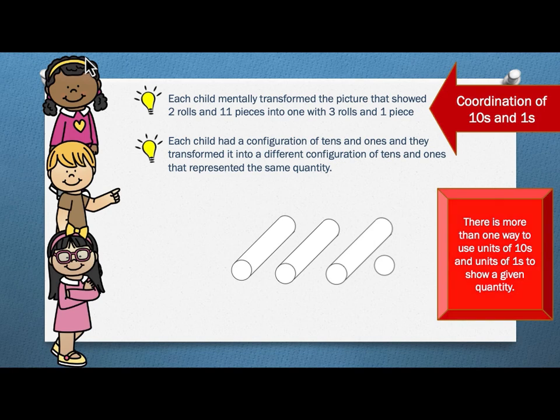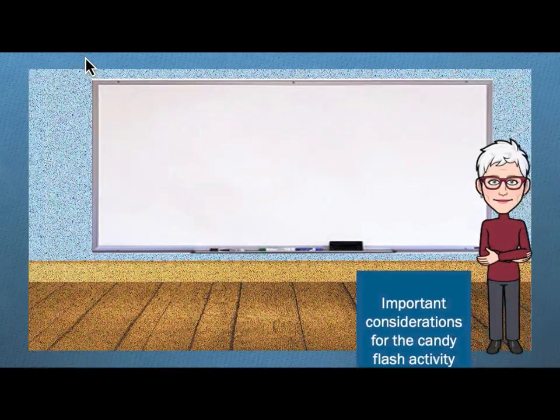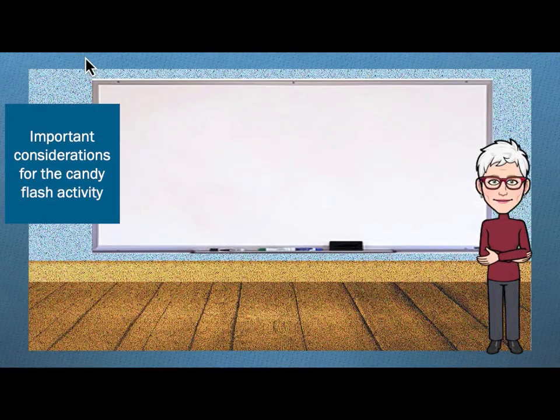But before we discuss that activity, I want to make some important pragmatic suggestions about this Candy Flash activity. There are a number of important considerations the teacher must attend to when using Candy Flash. 1. The number of individual pieces should always be 10 or greater. The reason is that when there are fewer than 10 pieces, children can figure out the answer without having to reconceptualize a group of pieces as a roll and some pieces left over.